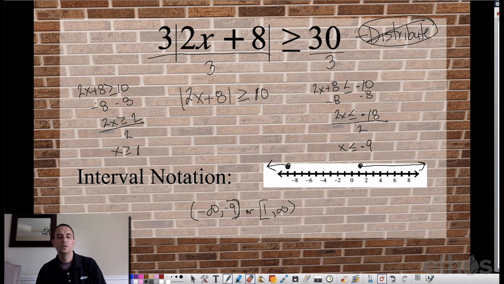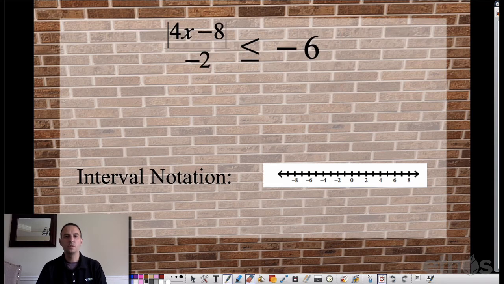All right, so let's add a little bit more of what's on the outside. So now we've got a division step. So again, the goal is to keep just this right here on this side. So if I get rid of this division, how do I get rid of division? I use multiplication. So I'm going to multiply by -2. So here's the thing that's going to catch you on this. What do I have to do with this sign? If I multiply or divide by a negative with an inequality, I take the opposite of everything. So this becomes 4x minus 8 is now greater than or equal to a positive 12. We have to flip our sign because we multiplied by a negative.